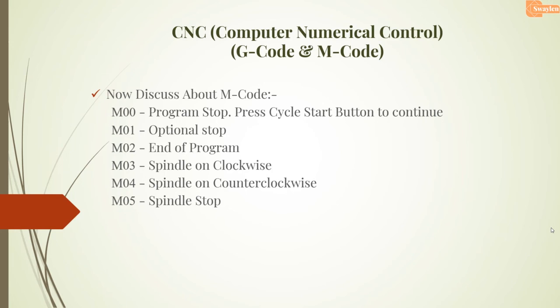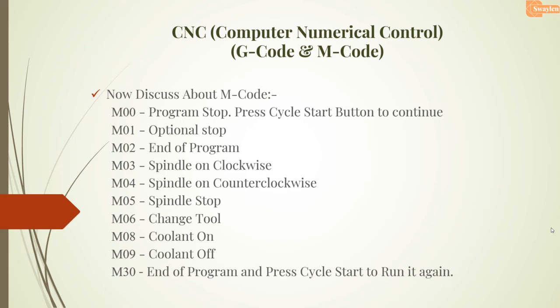M05 for spindle stop. M06 change the tool. M08 coolant on. M09 coolant off. And the last one is M30 for end of program, and please press cycle start to run it again. Okay, so these are some miscellaneous codes, otherwise M codes, for our CNC programming.